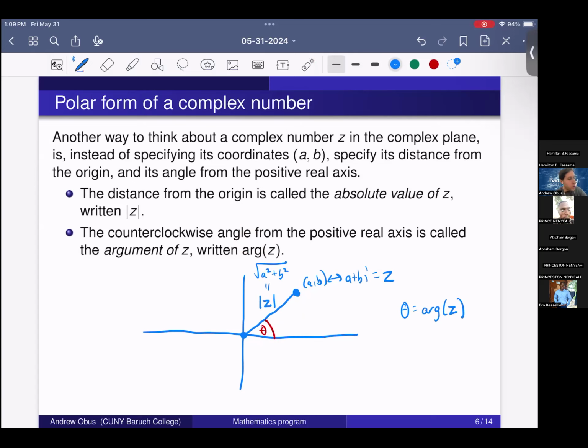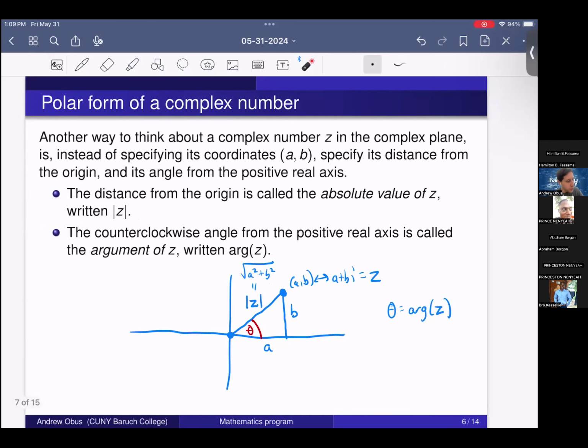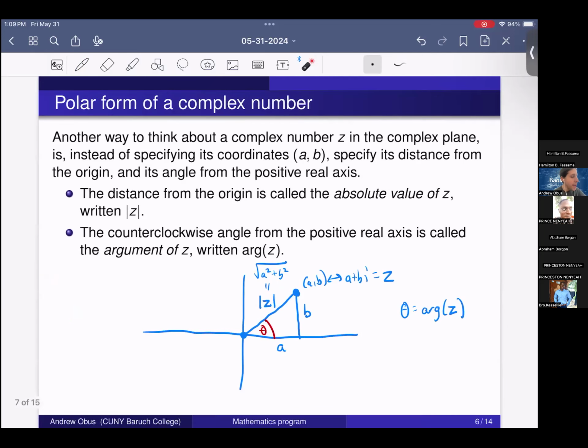Okay, so let me draw a right triangle here. I can label the sides of my right triangle here a and b, right? So a and b are the sides of my right triangle, and now I have some relations. I have that, for instance, sine of theta is equal to b over the absolute value of z, and cosine of theta is equal to a over the absolute value of z, right?